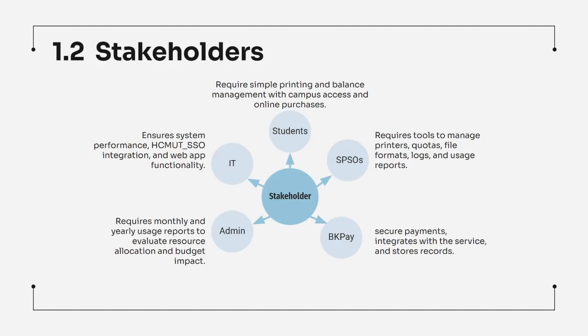Now let's discuss the key stakeholders involved in this system. There are five different stakeholders, including students, SPSO, admin, BKPay, and IT. Each of these stakeholders has specific requirements for the system design. Students require a simple experience for printing and balance management, and they also want the ability to access the system for on-campus printing and for online purchases.